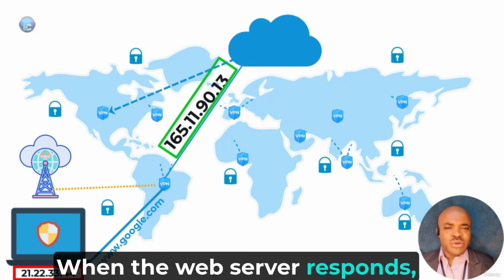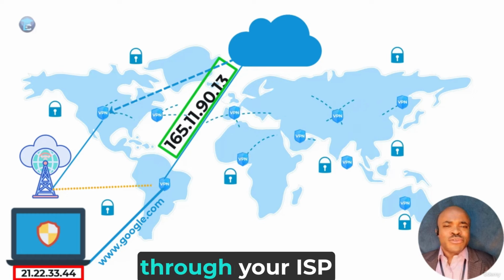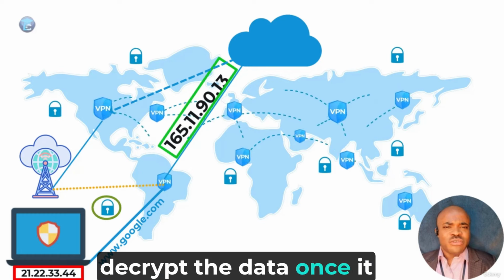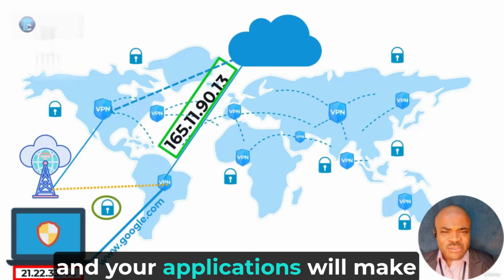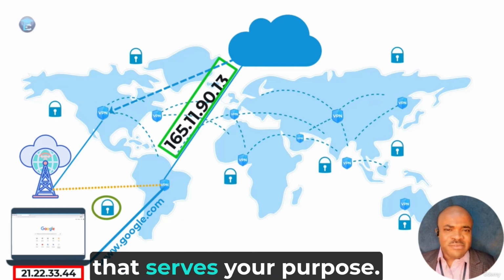When the web server responds, the VPN server encrypts the data and sends it to you through your ISP. Your VPN client will then decrypt the data once it reaches your device, and your applications will make it available to you in a form that you can understand and that serves your purpose.